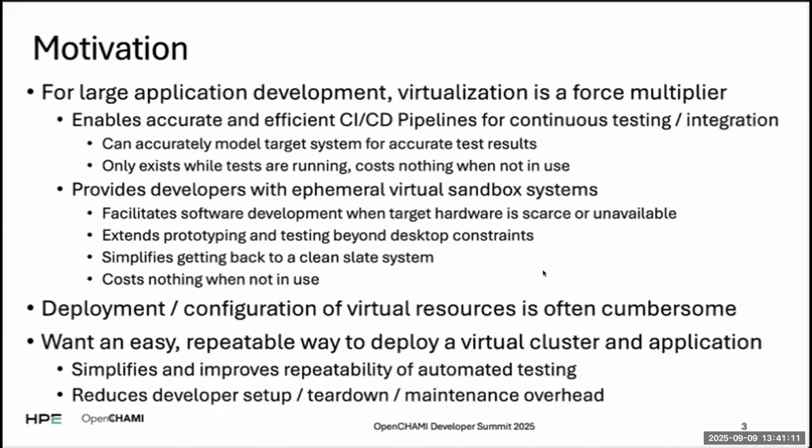By modeling physical resources fairly accurately, a virtual platform can allow tests to run and produce accurate results, which is nice. And the virtual platform can be created on demand and destroyed when no longer needed, and therefore doesn't incur costs when it's not in use. So that gives you both your accuracy and your efficiency.